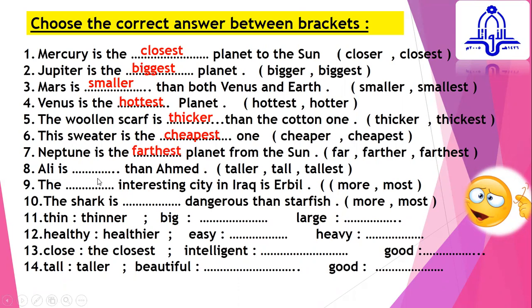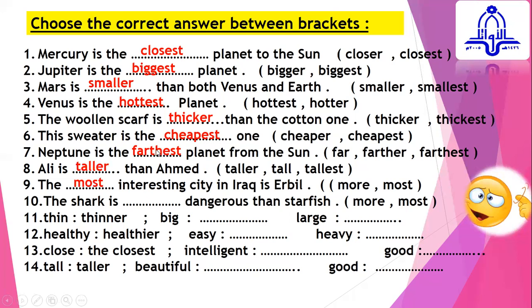Number eight, Ali is dash than Ahmed. عندي than إذا نستعمل مقارنة. Is it taller, tall, tallest? Then we will use taller درجة المقارنة. The dash interesting city in Iraq is Erbil. The dash interesting هذه من الصفات الطويلة. الأكثر متعة مدينة الممتعة in Iraq is Erbil. So we have more or most. عندي the نستعمل the إذا راح تكون درجة التفضيل. So the most interesting city in Iraq is Erbil.